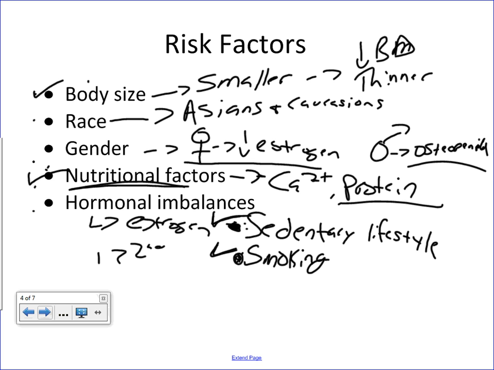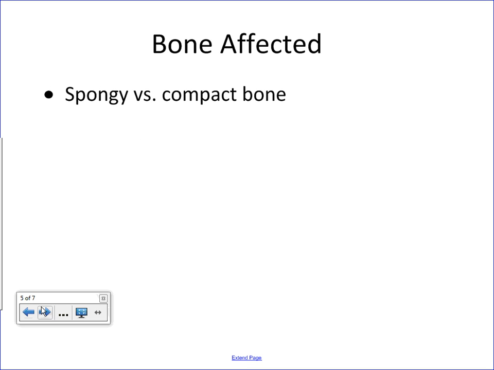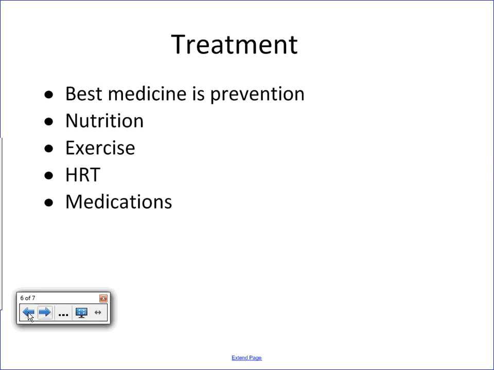Okay, race and gender, there's not a whole lot we can do about that. Same thing with the hormonal imbalances. So these are the risk factors that allow a person to fall into osteoporosis. Now let's talk a little more about the pathogenesis of this.